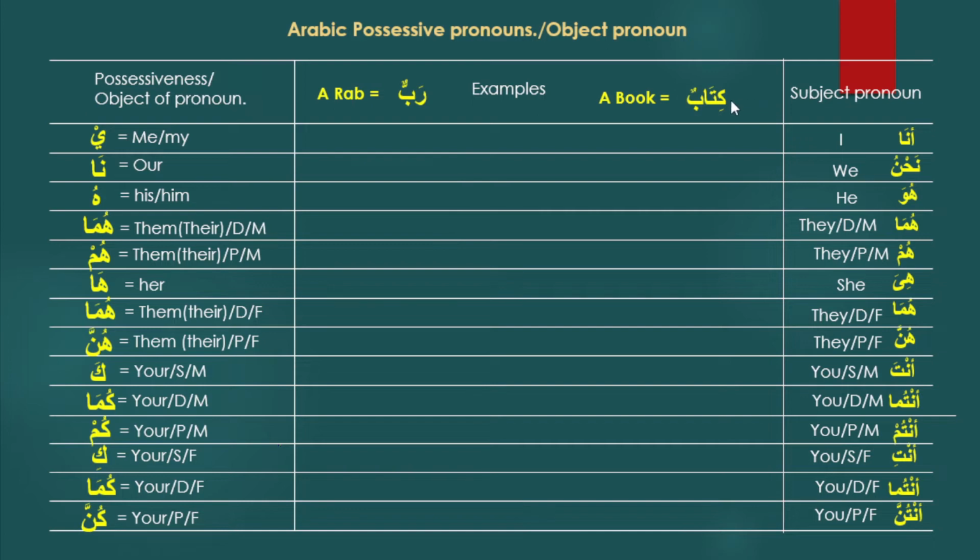First we will see the example in kitabu. Kitabu means a book. Now if we say kitabi, we just add this object pronoun. Kitabun, we just add ya, kitabi, means my book. The ya means my. Kitab means book. Kitabi means my book. Similarly, just add na. Kitabu, kitabuna. Kitabuna means our book. The na has been added. The double dhamma changes to a single dhamma.